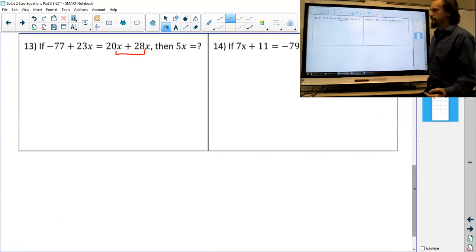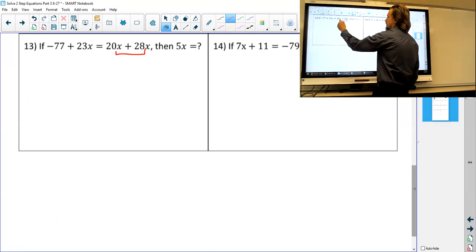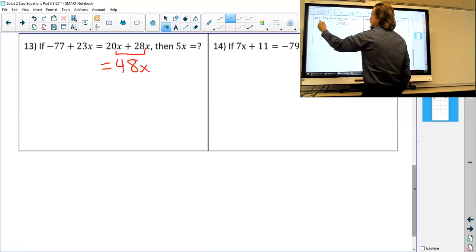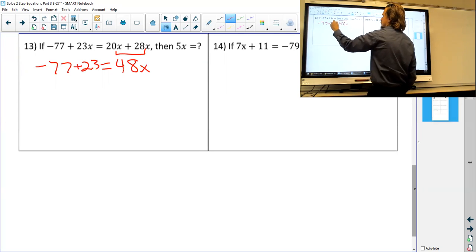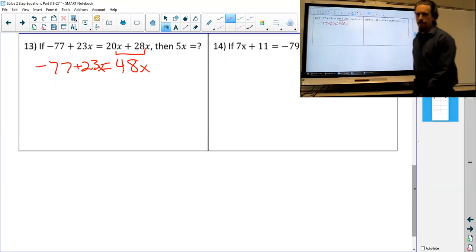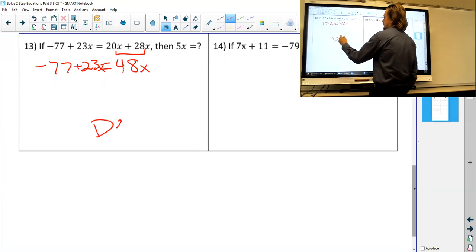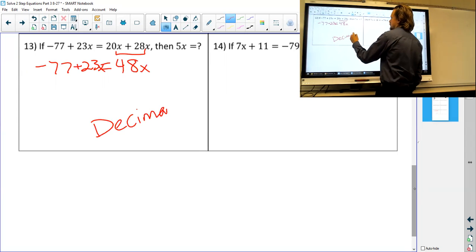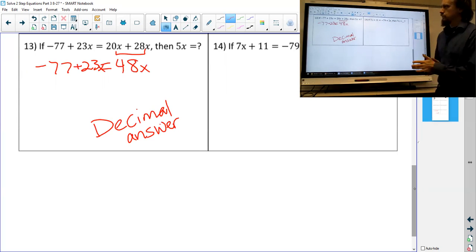So before we move anything to the other sides, we just need to combine these terms. So 20x plus 28x is 48x equals, and bring the rest down, so negative 77 plus 23x. Okay? I'm not going to work out all of that, but I will tell you, you will get a decimal answer. There's your hint. This will not come out to a nice number. You probably didn't make a mistake. That's just the way the question is.